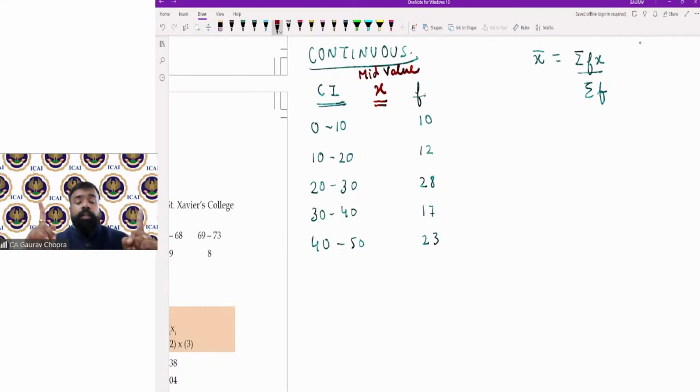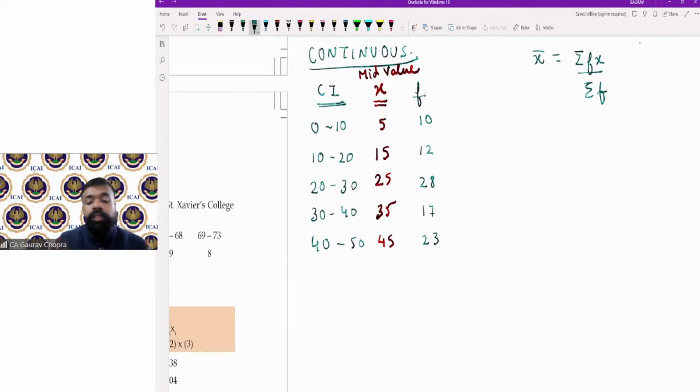So 0 to 10, what is the mid value? So 0 plus 10 divided by 2. It becomes 5. 10 plus 20 divided by 2, 15. 20 plus 30 upon 2, 25. 35. And at last, 45. All these are the mid value. The first step is to calculate the mid value, which is x.